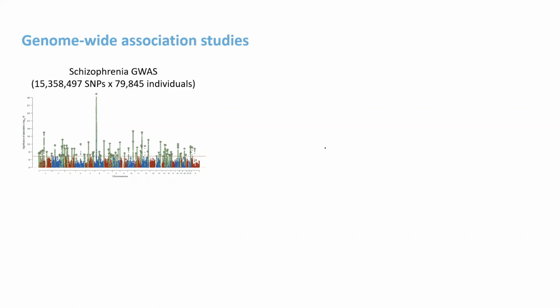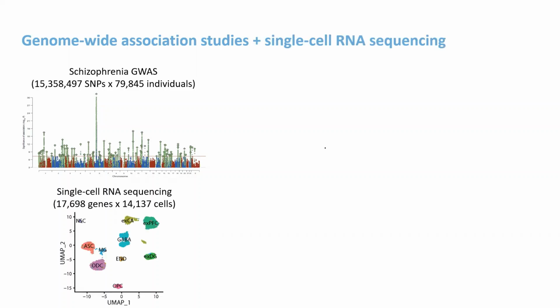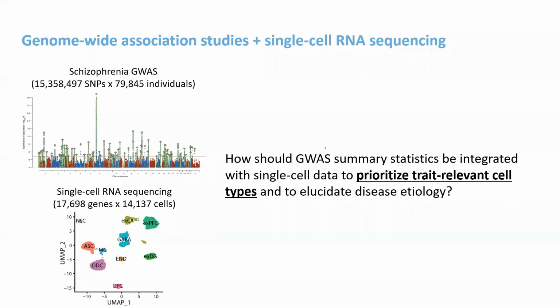Now, emerging evidence really has suggested that these variants act in a tissue and cell type specific manner. Single cell RNA sequencing, as an example here, allows us to characterize cell type specific expression profiles across these different brain cell types. So the question that we want to go after is whether we can incorporate these two different pieces of information to prioritize trait relevant cell types, and therefore hopefully help us better understand disease etiology.